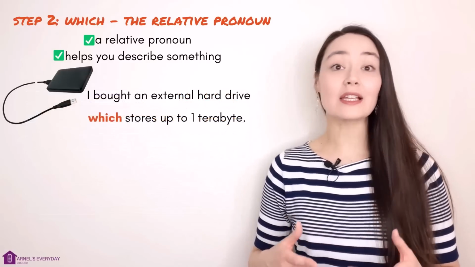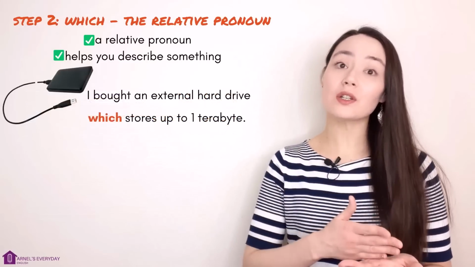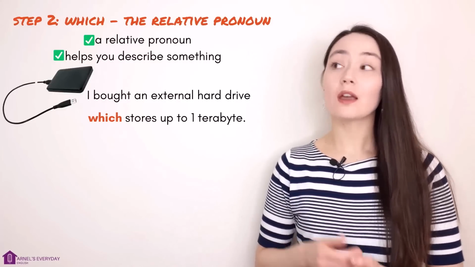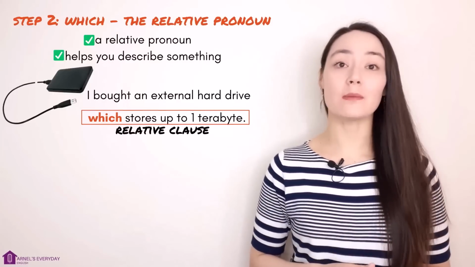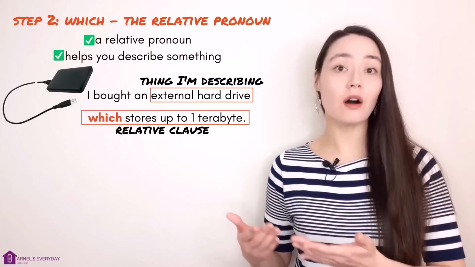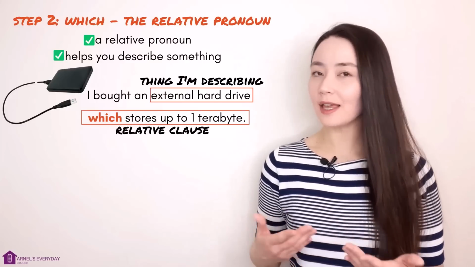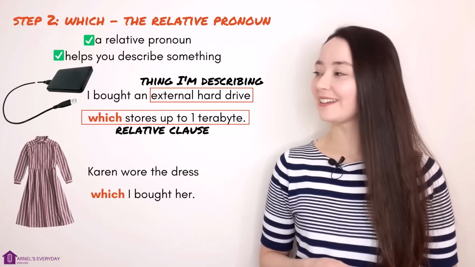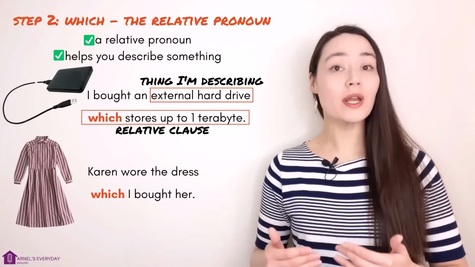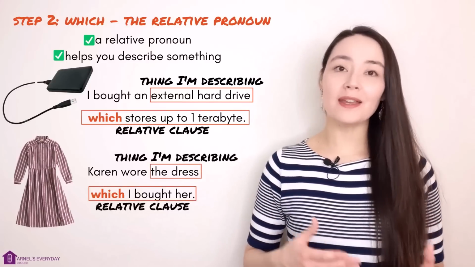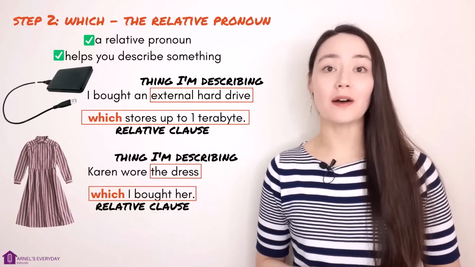I bought an external hard drive which stores up to 1 terabyte. That's a lot. Which stores up to 1 terabyte is my relative clause and is describing the external hard drive. It's kind of like an adjective, isn't it? Karen wore the dress which I bought her. Which I bought her is describing the dress. It's my relative clause.